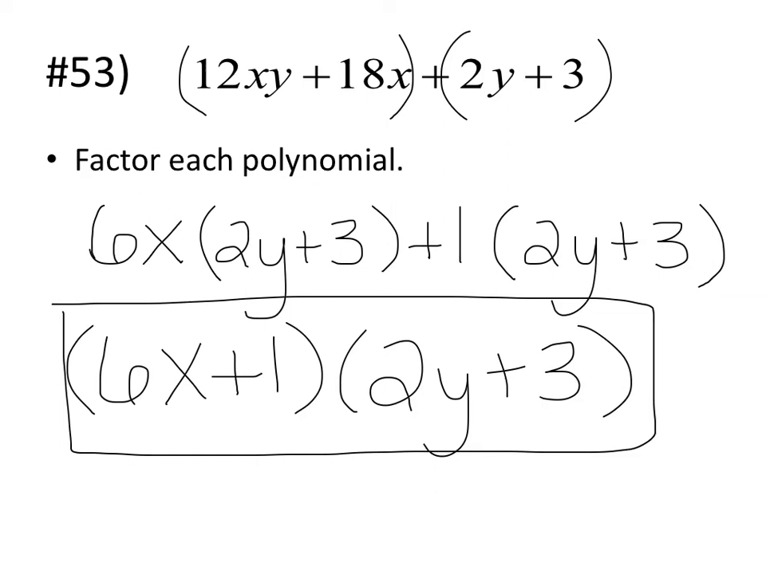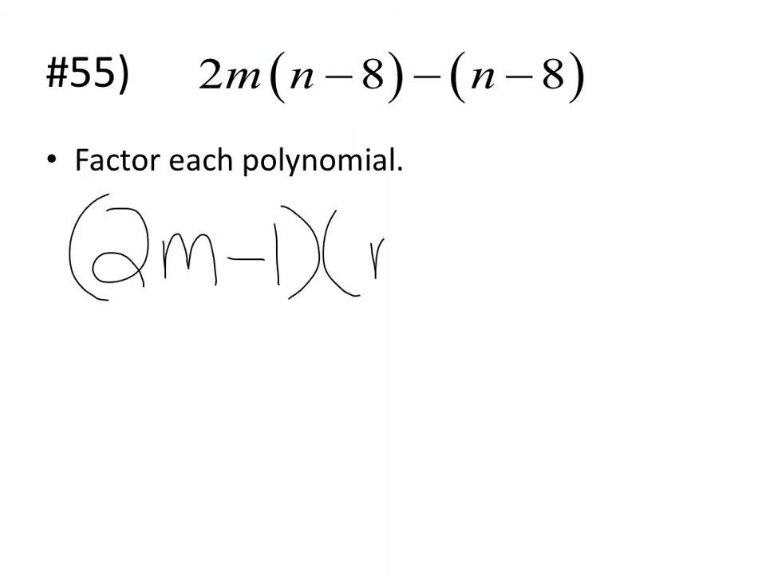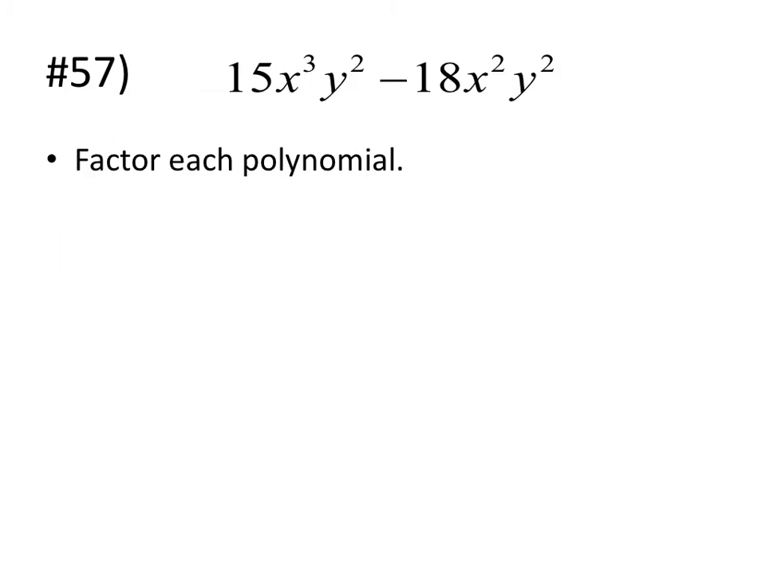You need two binomials being multiplied together here. Okay, so they have in common an n minus 8. So what's out front? 2m minus what? Minus 1. So it's 2m minus 1 being multiplied by n minus 8. Okay, don't get tricked.